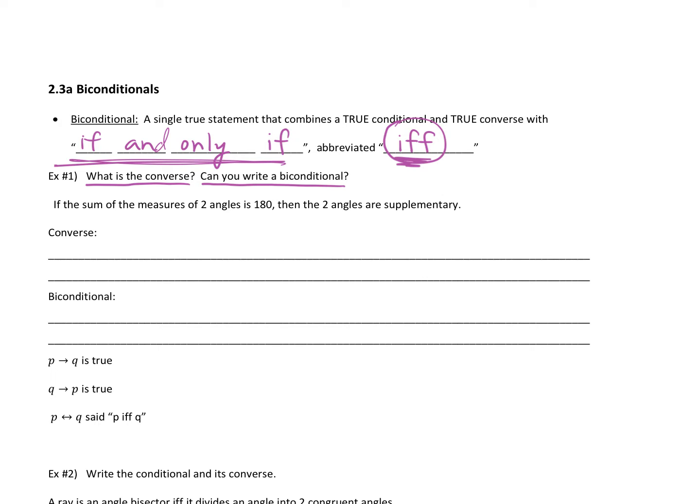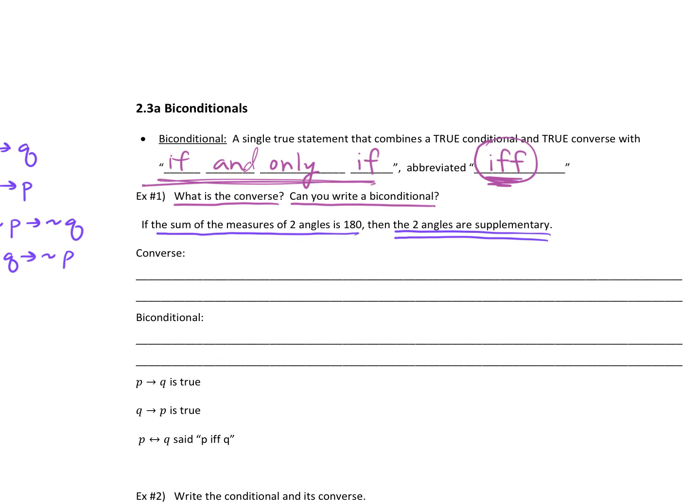Okay, so this one says, if the sum of the measures of 2 angles is 180, then the 2 angles are supplementary. Okay, now think about that statement. If the sum of the measures of 2 angles is 180, then the 2 angles are supplementary. Is that true? Yeah. If 2 angles sum is 180, those angles are supplementary. So that's a true statement.